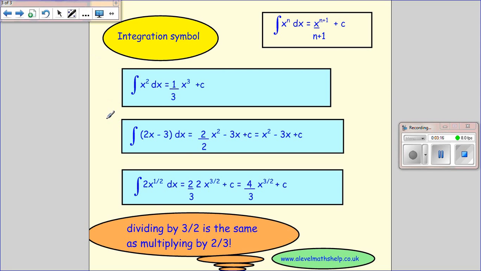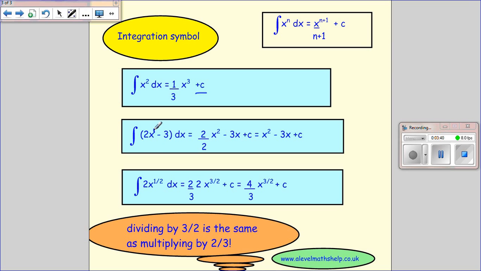Okay, so using the integration symbol, the process is the same, it just looks slightly different. So this means integrate x squared with respect to x. So we add 1 to the power, gives me x cubed. We divide by the adjusted power, so divide by the 3, so we get 1/3 x cubed, and we remember to add the c.